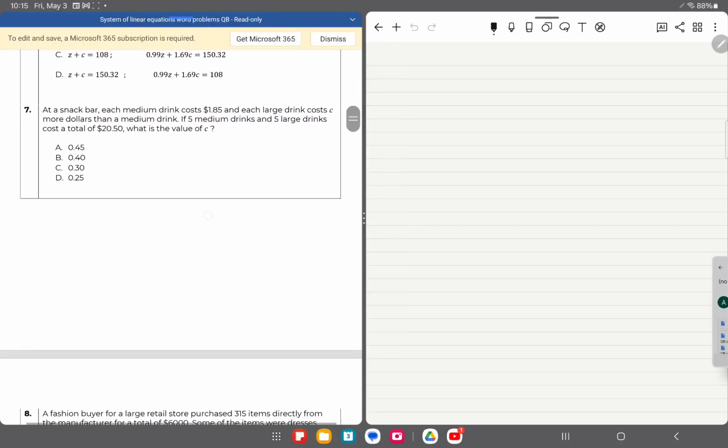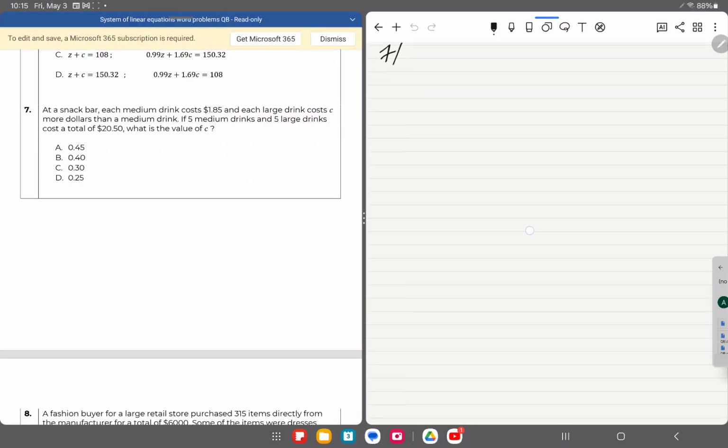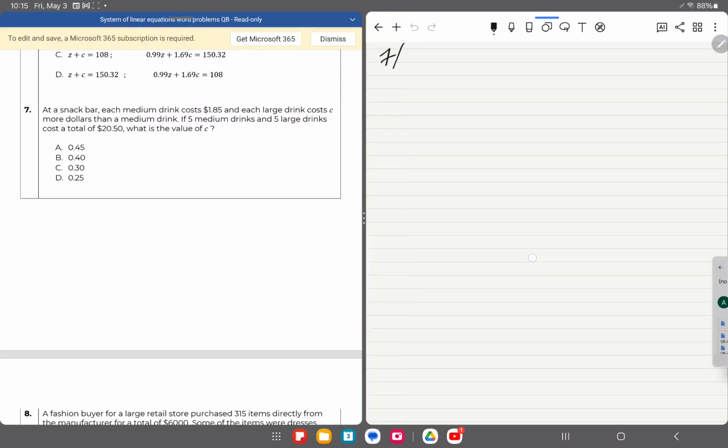So let us go to 7. So we finished 6. Let's go to 7. Now, at a snack bar, each medium drink is $1.85. And the large drink costs C more dollars than the medium. So medium plus C. So large is 1.85 plus C.